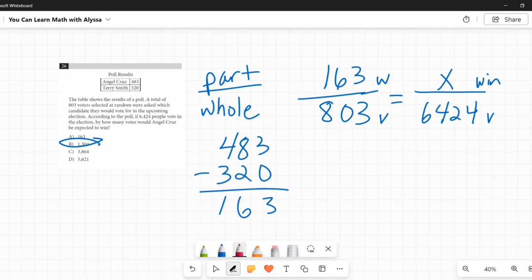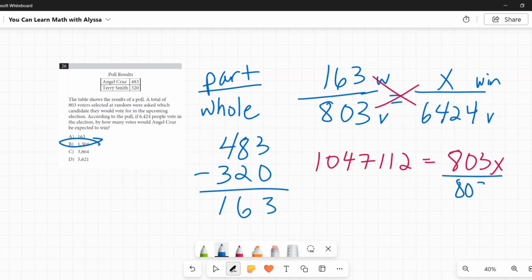Same sort of thing. We would cross multiply, and then 6,424 times 163 is 1,047,112. Then 803 times x is 803x. Then I would divide both sides by 803. And x is equal to, once again, 1,304.